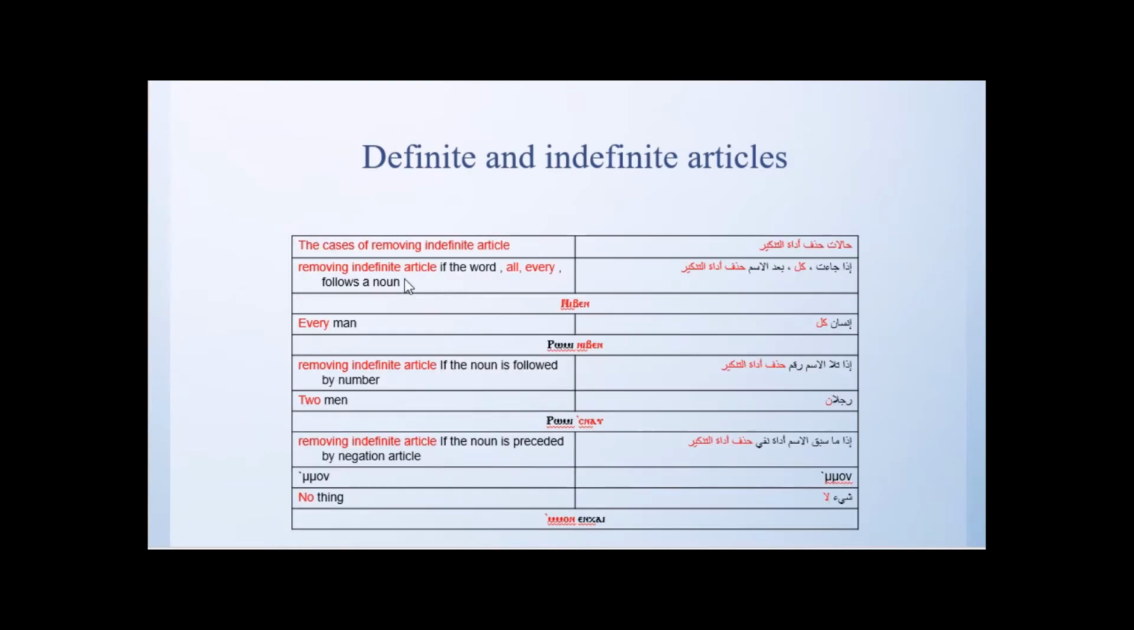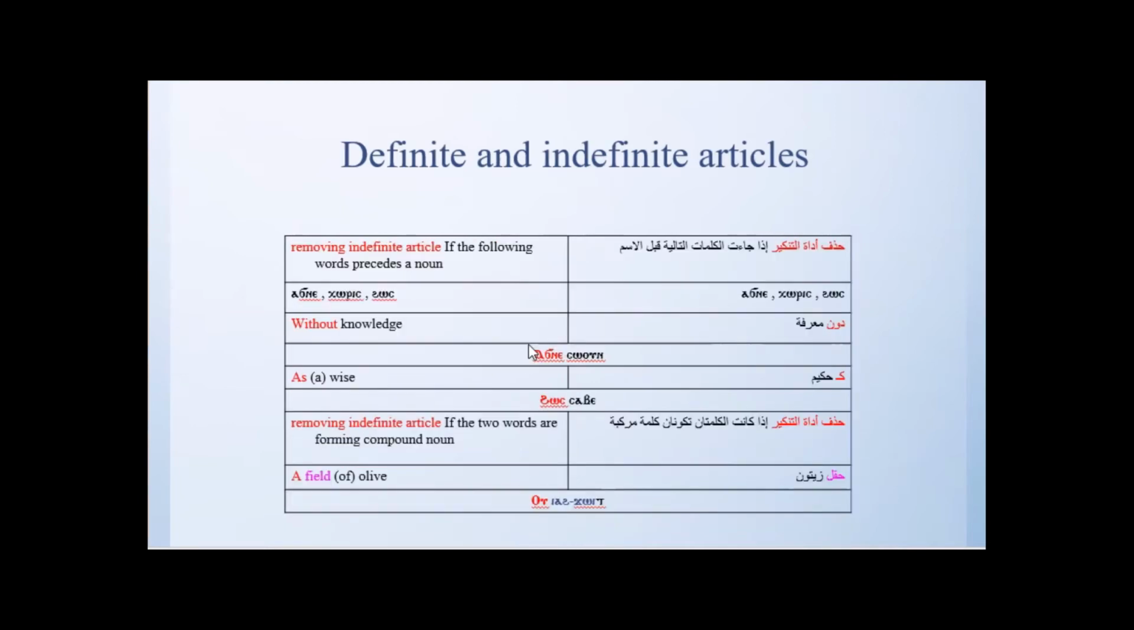There are some cases when we remove the indefinite article. For example, if we have the word all or every, we say nivem, for example romi nivem, which means all men or all persons. If the noun is followed by a number, we also remove it. If it is preceded by a negation, emmon, we remove it. If the noun is preceded by some of the prepositions, like atchne, choris, hos, for example we say atchnosis, without knowledge, or hos sabe, as wise, we also remove it.